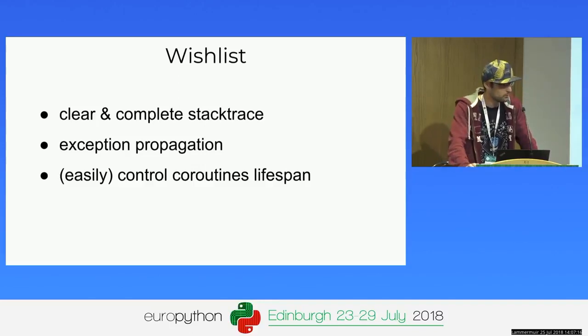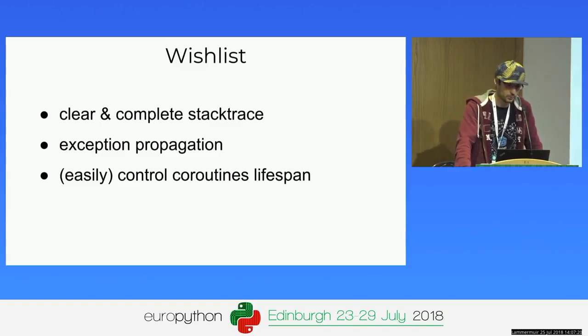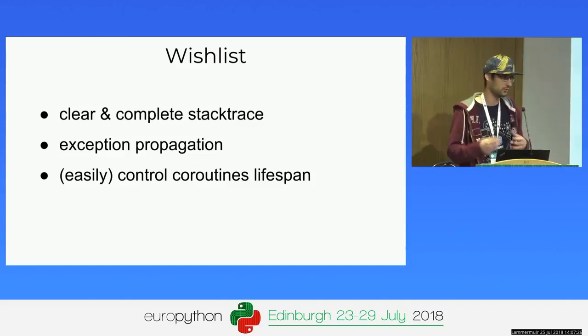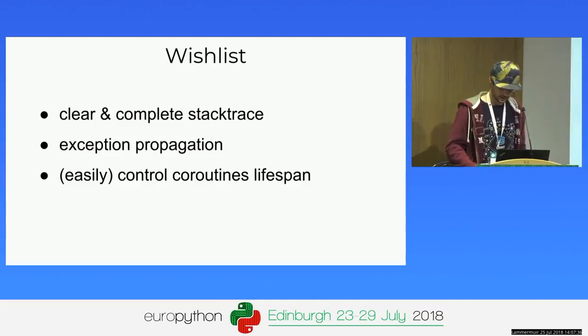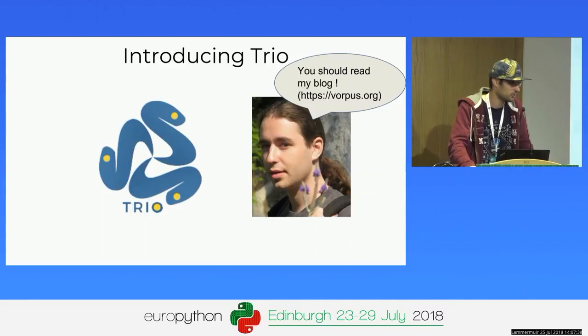And finally, something slightly more abstract is we should be able to have an easy way to connect our coroutines together in order to express the lifetime of one coroutine according to another one. For example, we say, okay, we have a parent, we have a child. If the parent dies, we want the child to die too. So yeah, it's time to talk to you about Trio.